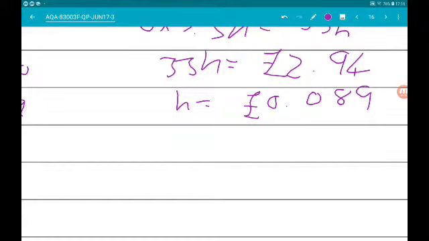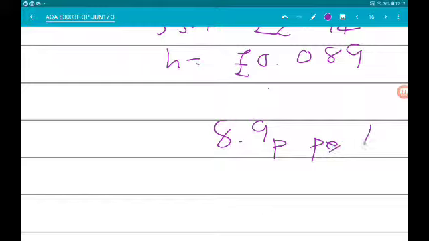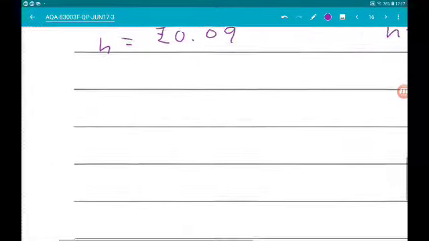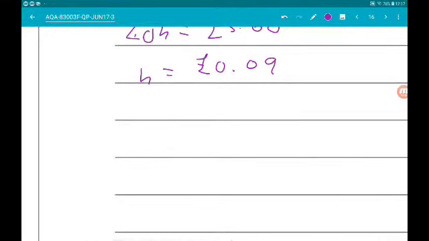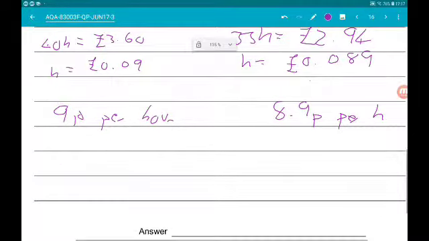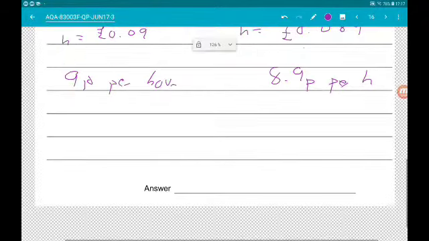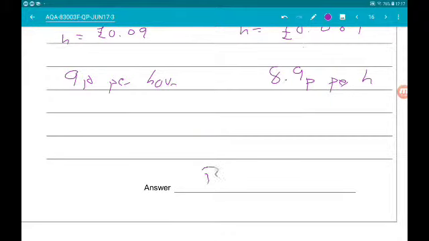So that means then brand B is 8.9p per hour, and brand A was 9p per hour. So it's incredibly close, but brand B is 0.1 of a p less per hour. So brand B. Cool.